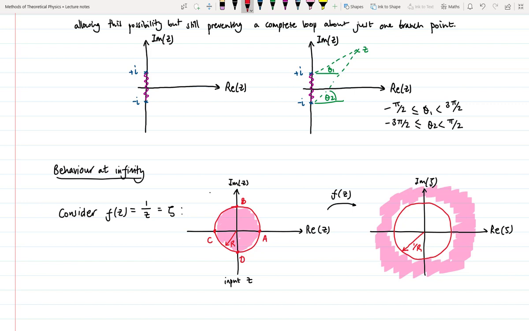The points that I labelled are going to be moved around like this. A is still going to be on the positive real axis. C will be on the negative real axis. But B and D are going to be flipped around the x-axis. And that's because if you divide 1 by a purely imaginary number, you pick up a minus sign, as well as changing the magnitude.